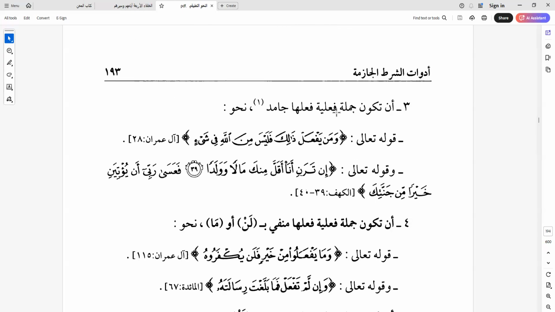أن يكون الجملة فعلية فعلها جامد. فعلها جامد. فعل جامد.